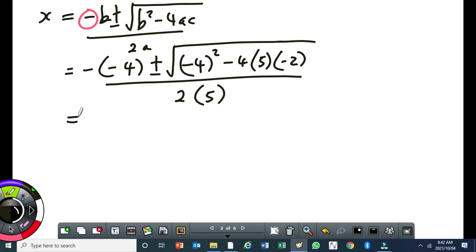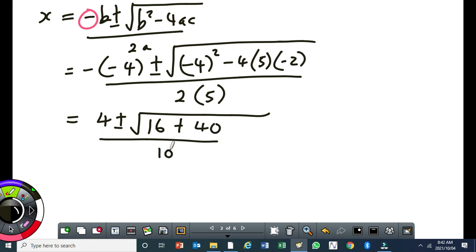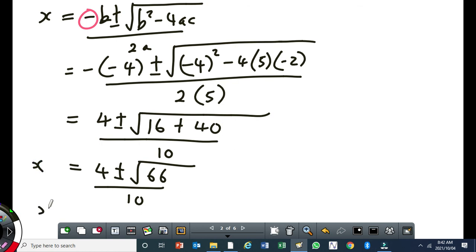So this becomes positive 4 plus or minus the square root of 16 minus 4 times 5 times negative 2, which is plus 40. So you get positive 4 plus or minus the square root of 56 all over 10. Can someone convert that for me with the two answers, to two decimal places? Yes?